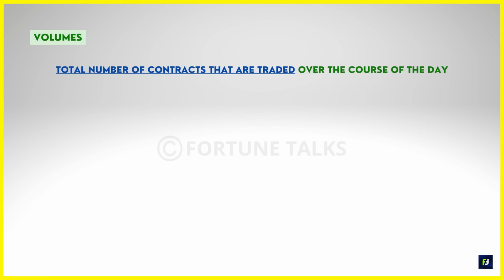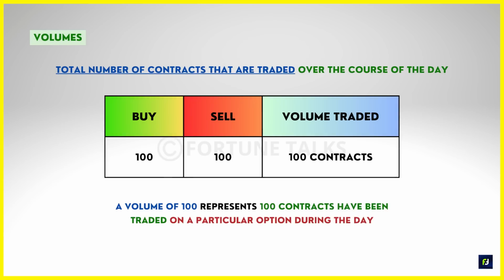Basically, volume refers to the total number of contracts that are traded over the course of the day. For instance, a volume of 100 represents 100 contracts have been traded on a particular option during a day. Keep in mind that in the option segment, for every buyer, there is a seller. In the case of this example, a volume of 100 means that there were 100 transactions between buyers and sellers, and all this accounted for a total volume of 100 contracts.